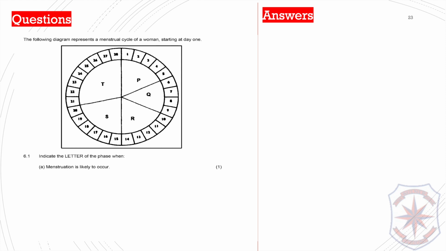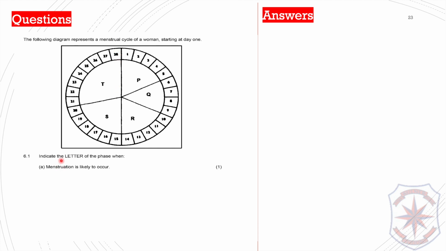Now we're moving to a more difficult set of questions. These are application questions now, guys. These are higher order questions. The following diagram represents the menstrual cycle of a human starting at day 1. So if we look at this cycle, we have day 1, 2, 3, 4, 5, period P. 6, 7, 8, 9, Q. 10, 11, 12, 13, 14, R. 16, 17, 18, 19, 20, 21, S. 21, 22, 23 until 28 is T.